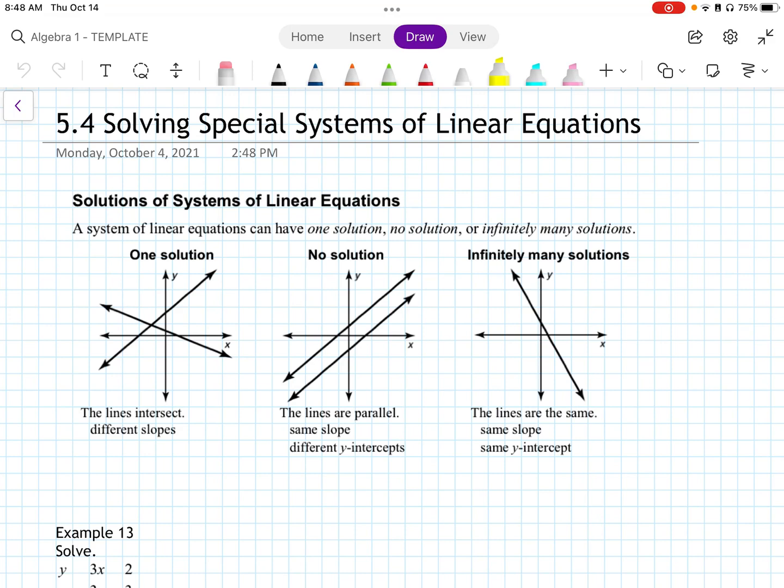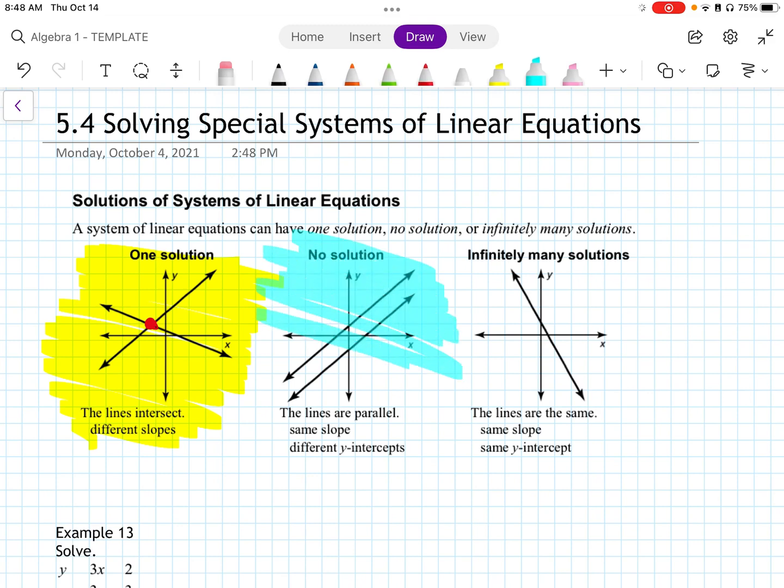Everything that we've looked at so far has been one solution. The lines intersect, and then you could also think about it as they have different slopes, right? The lines intersect one time, and the one time where they intersect, that's the point, and that is our answer, right? Every problem we've done so far has fallen into that category. But we also have two other categories that they could fall into.